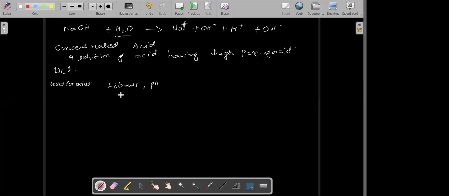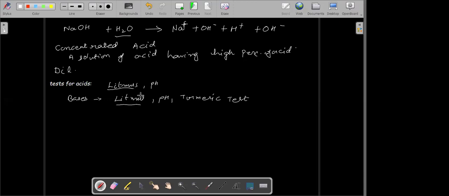So for the tests for acids, there are litmus, pH, and others. Similarly, for bases also you have some tests. For bases also you have a litmus test, pH test. Along with that you have the turmeric test for the bases. The red cabbage test is there. Phenolphthalein, there are a number of tests by which we can identify whether a given substance is a base or not.